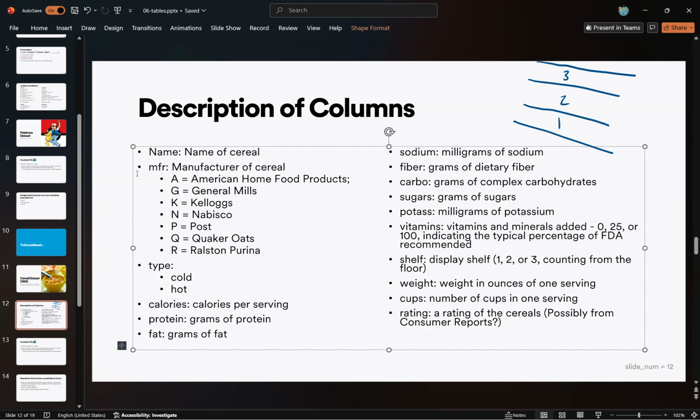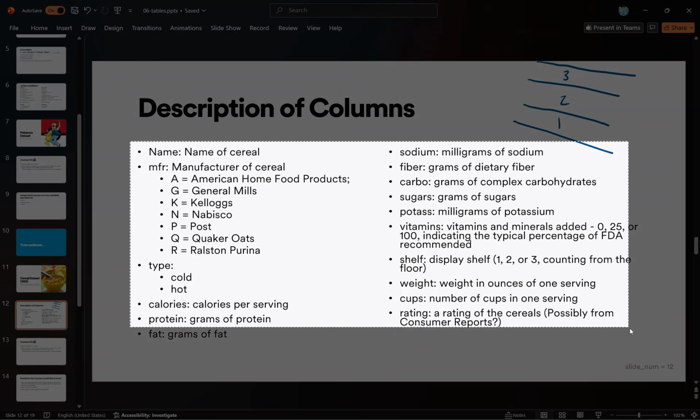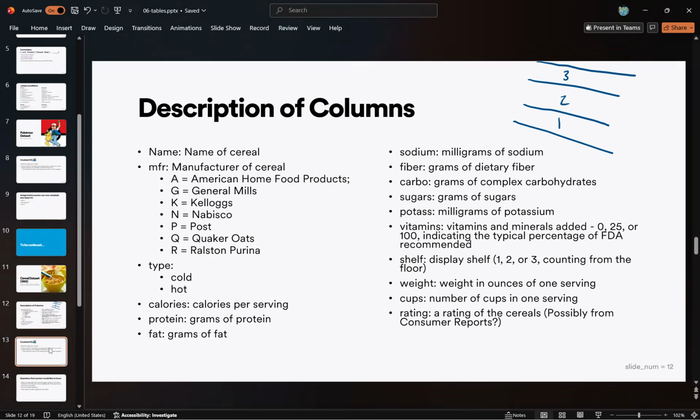And here, by the way, is in small form a description of all the columns if we need that.